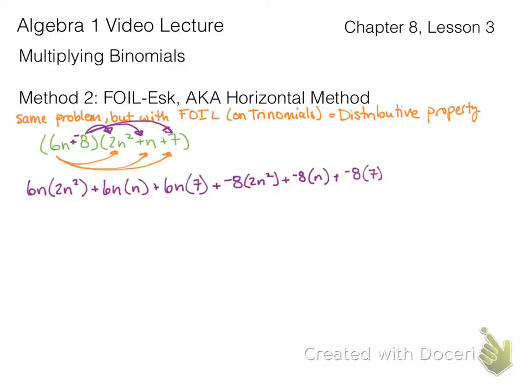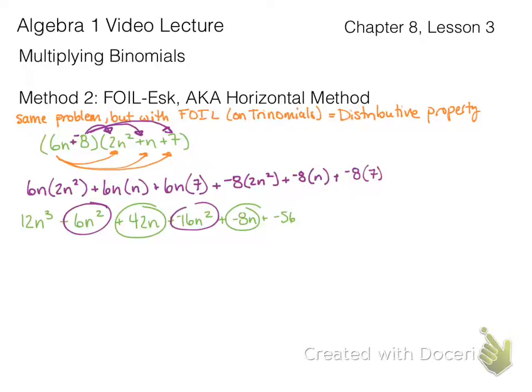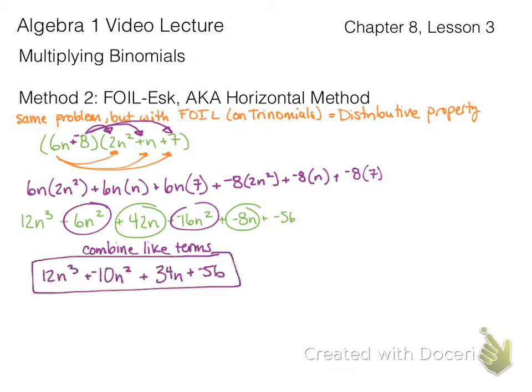All right, so let's go ahead and simplify. 6n times 2n squared is 12n cubed, or 12n to the third power. And then we have 6 times n squared, 42 times n, negative 16n squared, plus negative 8n plus negative 56. Combine some like terms, people. There's some like terms, there's some like terms. Let's go ahead and add them. We're going to have 12n to the third plus negative 10n squared plus 34n plus negative 56.